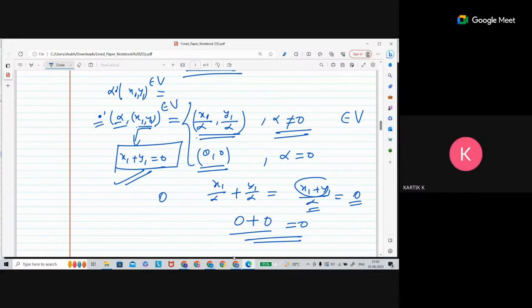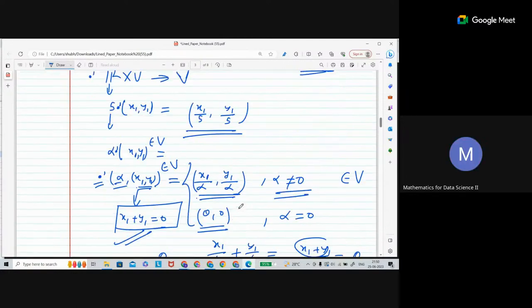Sir, what about the other properties? For example, to check the properties of addition and scalar multiplication, like the one where it says (V plus W) plus V prime should be equal to V plus (W plus V prime). That I will tell you later. Is this clear? This is clear to all of you.